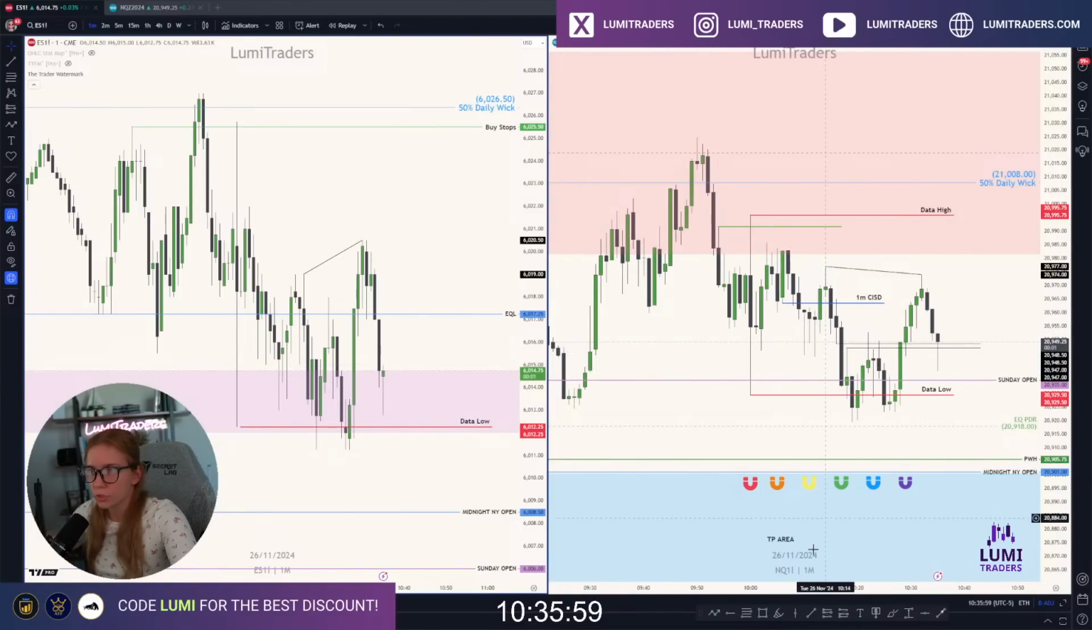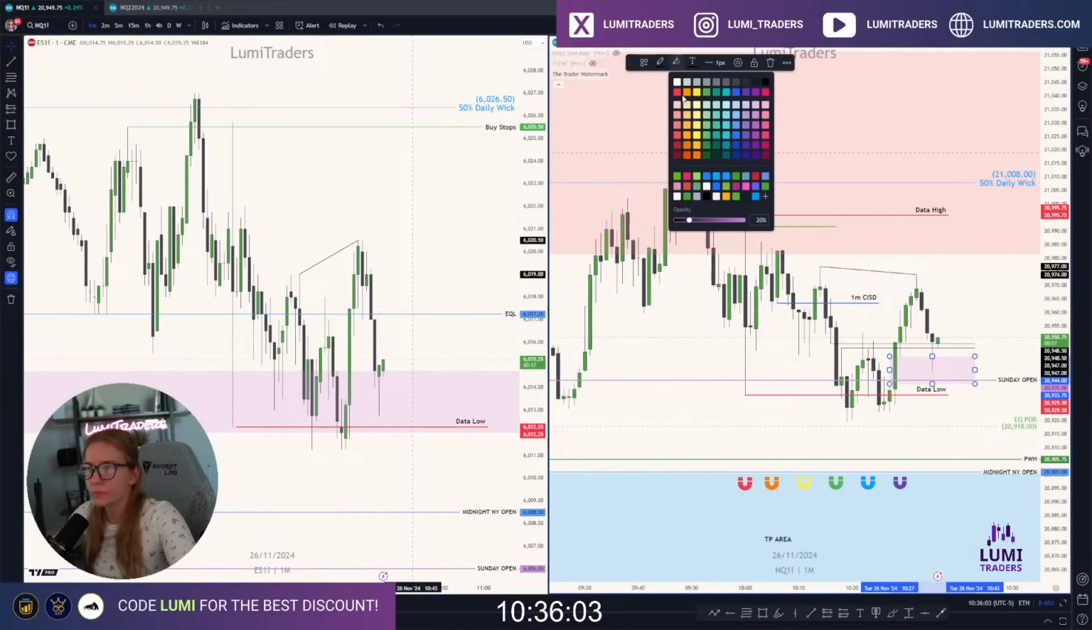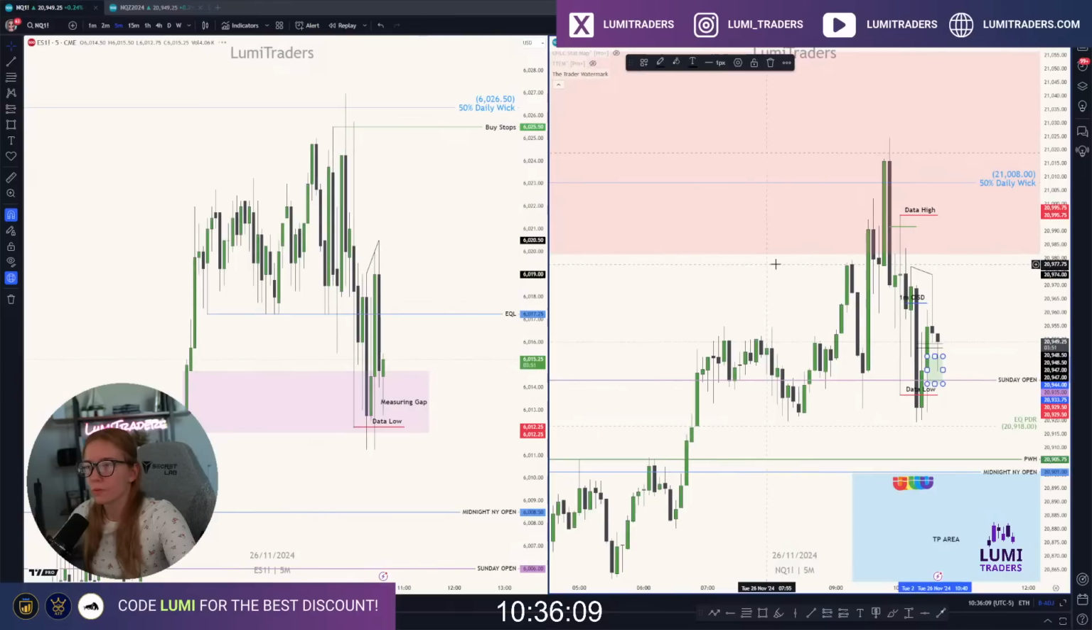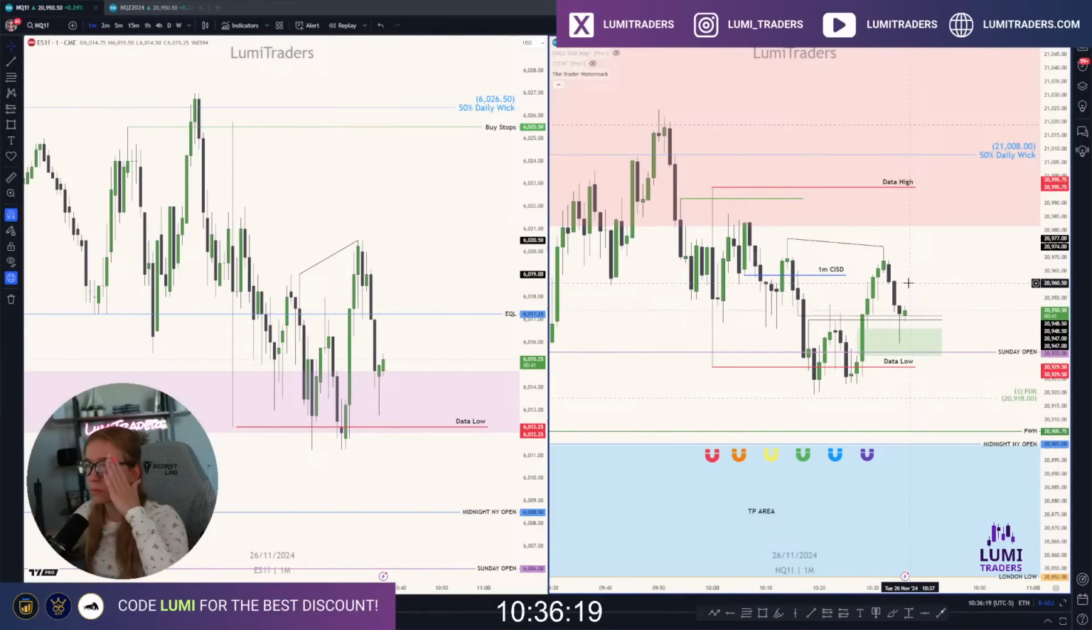A test of this inversion and this fair value gap. That's crazy. The 5-minute chart doesn't have any imbalances. This leg down, this leg up, nothing. Maybe nothing for today. Yeah, maybe.